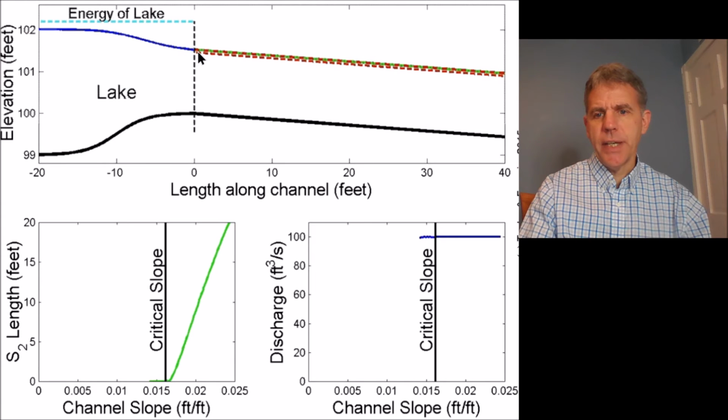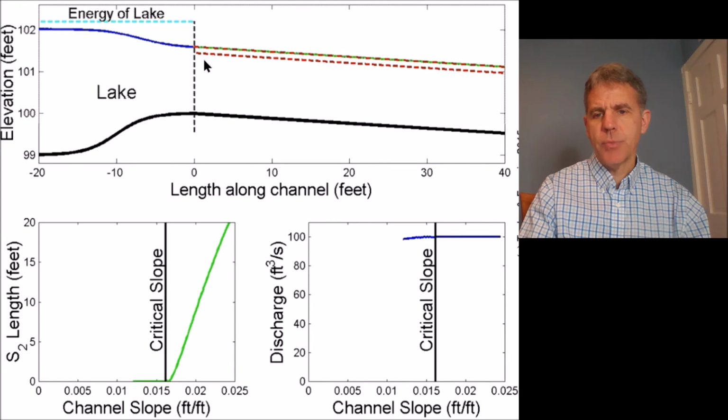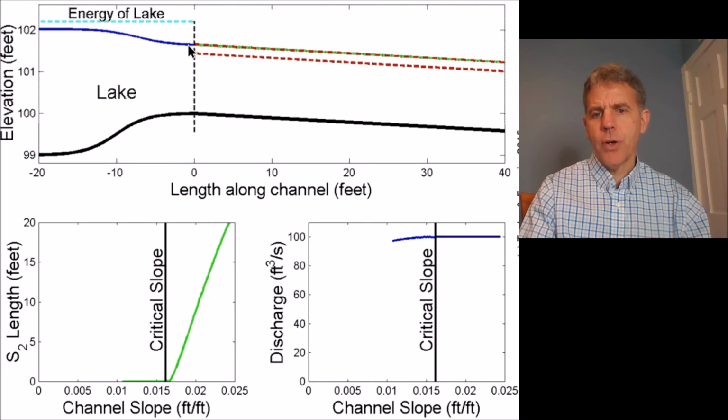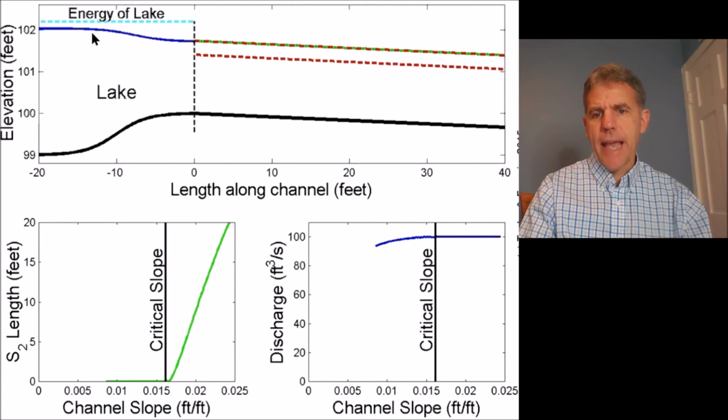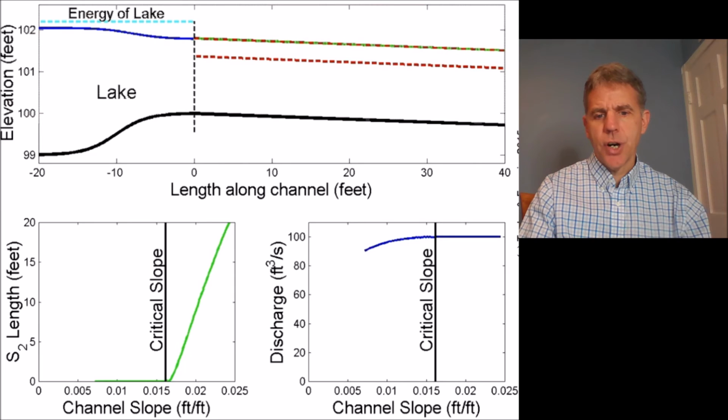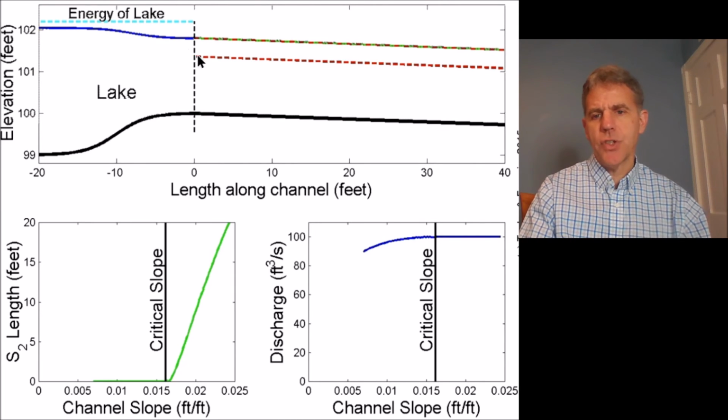So you can see that we're sort of immediately at normal depth in the downstream channel. But obviously the lake outfall is not reaching critical conditions, and therefore the discharge is less. The energy from the lake is what's driving the discharge. Let me pause things for a moment. The energy from the lake is driving discharge.